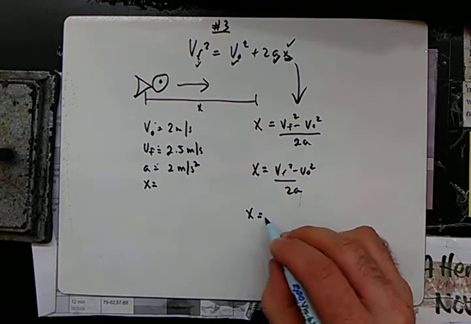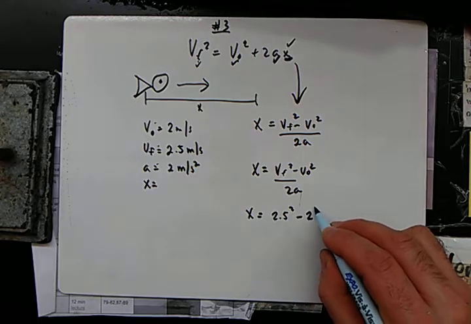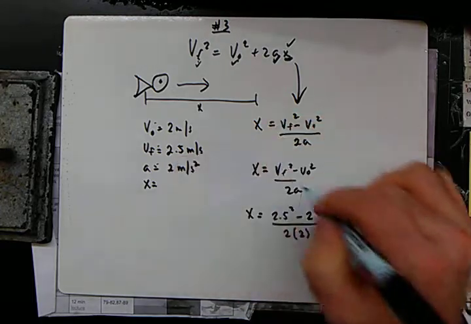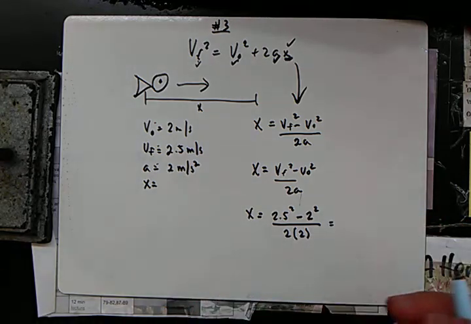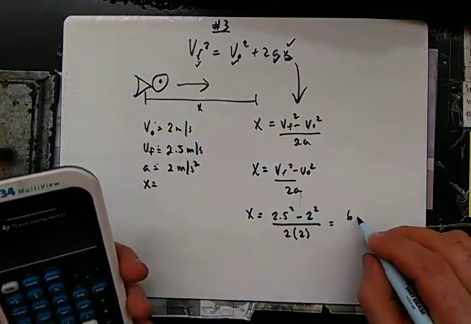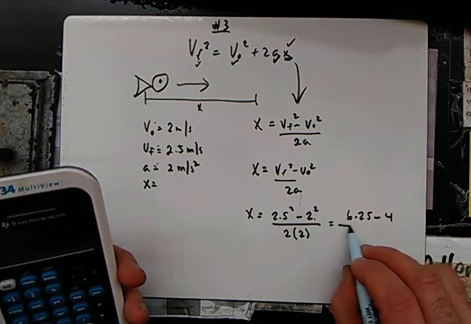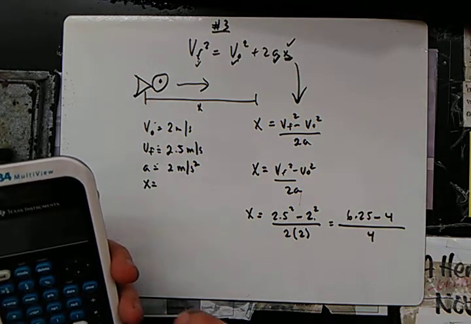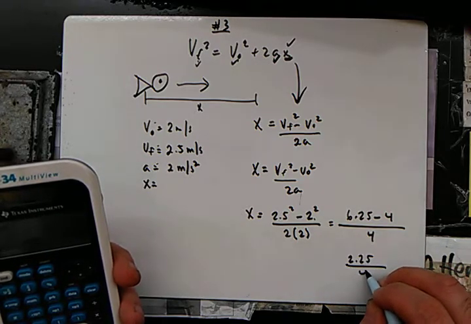All right, so x is VF squared. That's 2.5 squared minus 2 squared over 2 times the acceleration. I'm just plugging and chugging here, basically. So what we have is 2.5 squared. Okay, this is 6.25 minus 4. That's 6.25. That's the 4 over 4. So 6.25 minus 4. So on the top, I've got 2.25 over 4.